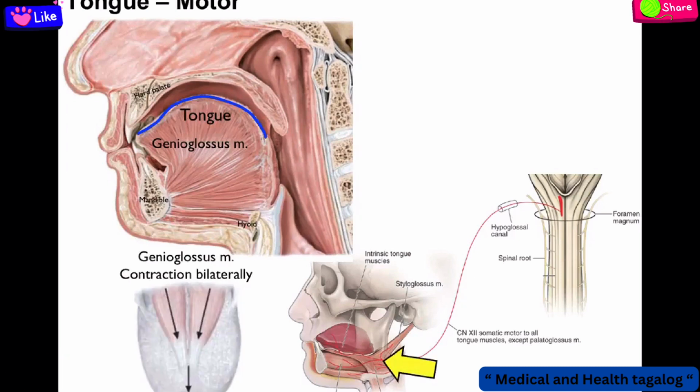Now the genioglossus is interesting because look at those two black arrows showing the vector pull and contraction of genioglossus that picks your tongue right out of its mouth.